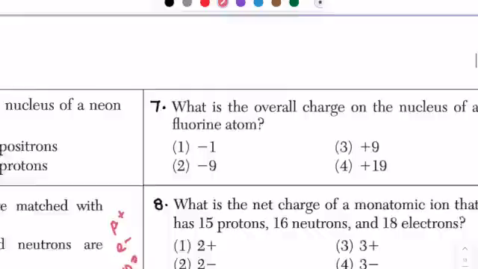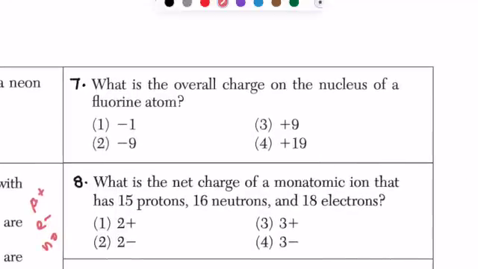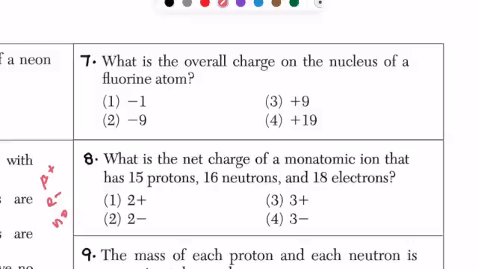Then we have number 7, which says, what is the overall charge on the nucleus of a fluorine atom? So you just have to figure out how many positive charges we have in the nucleus of a fluorine atom. So remember, the charge on the nucleus is always positive because inside the nucleus we have protons and neutrons. Protons are positive, neutrons have no charge. So the charge of the nucleus depends on the number of protons only. So figure out how many protons you have in fluorine, which I believe is 9. So that will be positive 9.